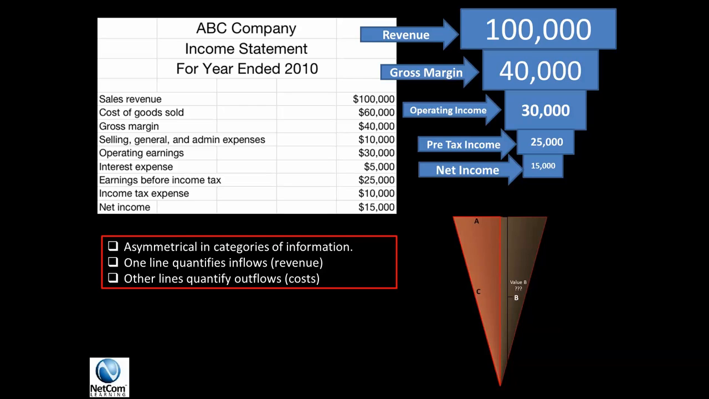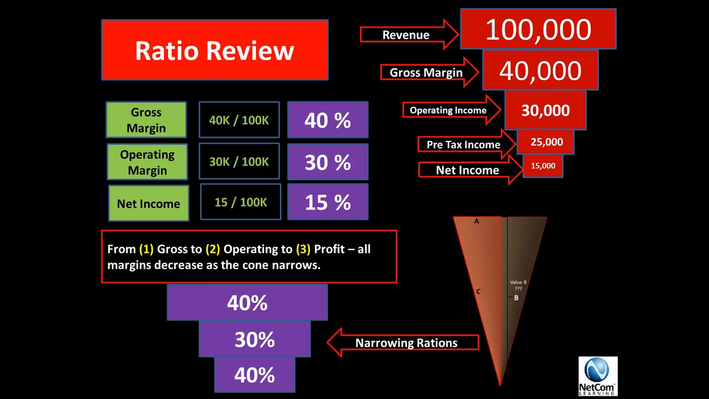Now again, income statements are very asymmetrical in the categories of information. Usually one line talks about the money coming in, while every other line lists different categories where money is going out. Here we've used the same numbers, and we've taken the absolute dollar amounts, and we have described them as their counterparts in margins. 40% to 30% to 15%. From gross operating to profit margin, all of the margins decrease again as the cone narrows in our illustration.